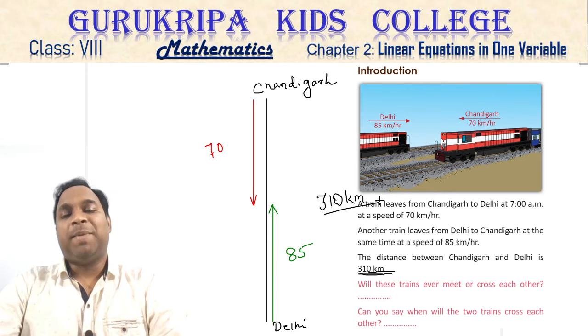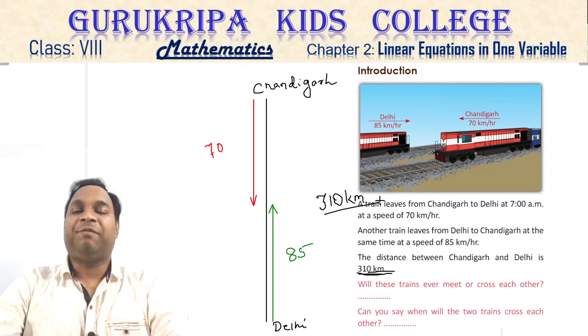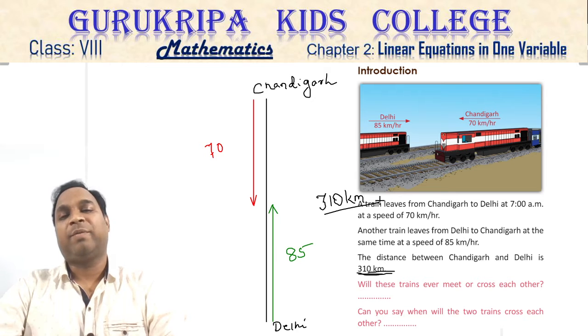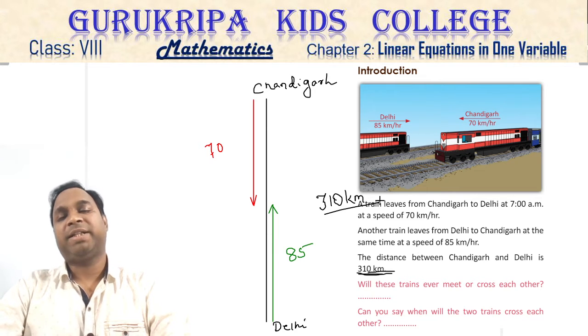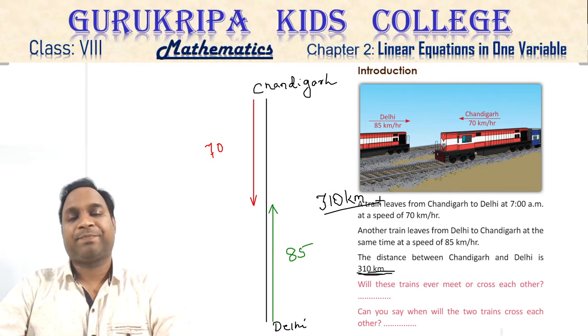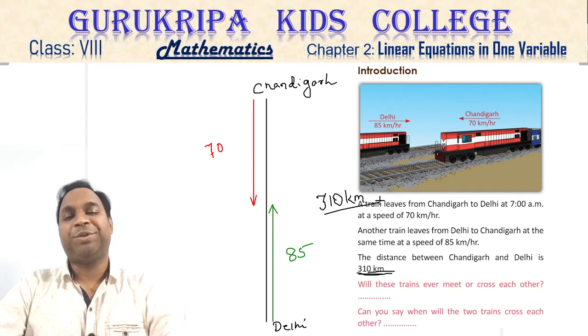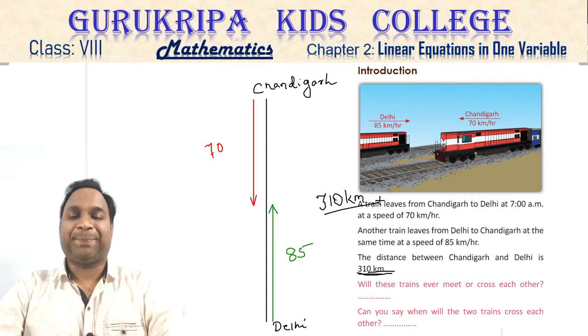Very familiar scenario. At each and every railway station you see trains going from one station to another and coming back from there. Every day it happens. Now one particular case is given here between Chandigarh and Delhi. The speeds of the two trains are different, but the timing is the same. They start from their original station at the same time.